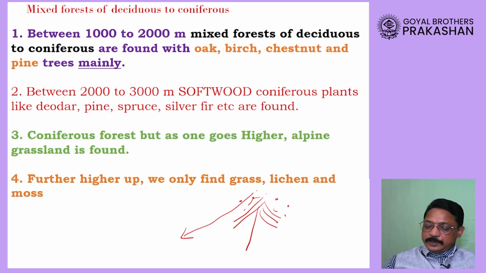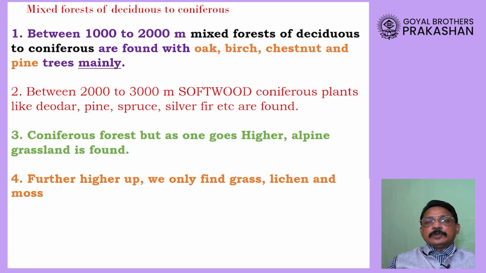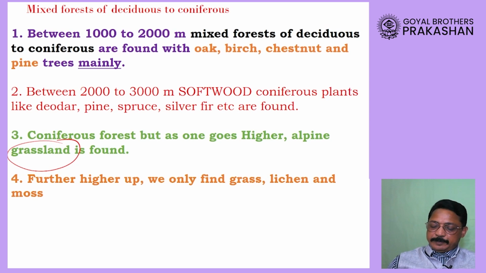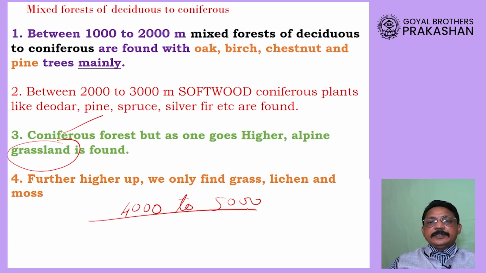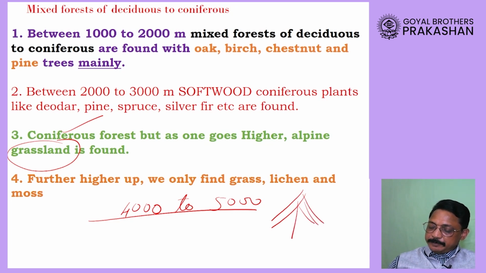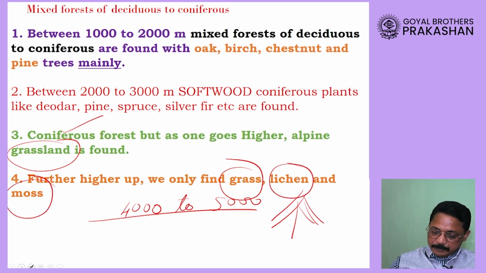Then when you go further up, once you cross the altitude of 3000 and you are moving towards 4000 meter, there even the coniferous plants are found very, very little. There you will basically find grass growing along with some coniferous plants. And after 4000 meter, now you have reached the altitude of 5000 meter. Beyond that, dear student, beyond 5000 meter, no coniferous, no deciduous plants will grow. There you will basically find grass, lichen and moss. Okay, these types of plants.